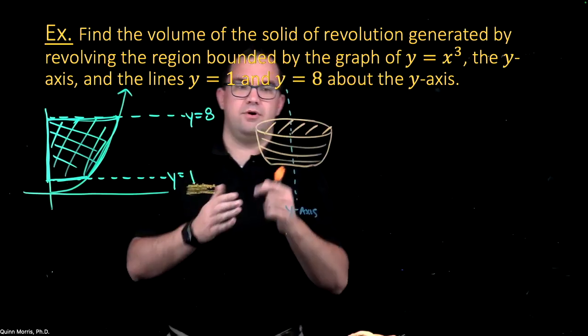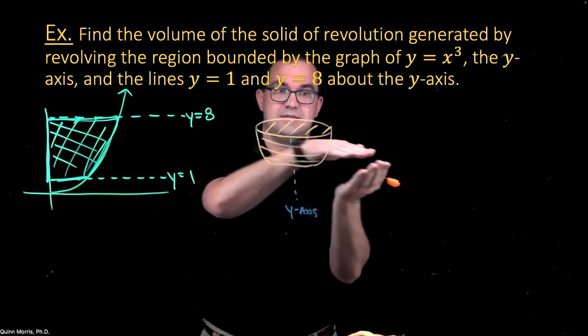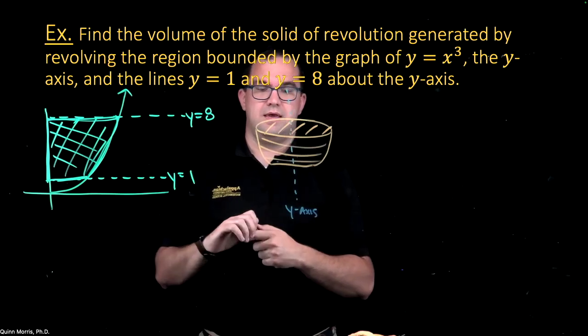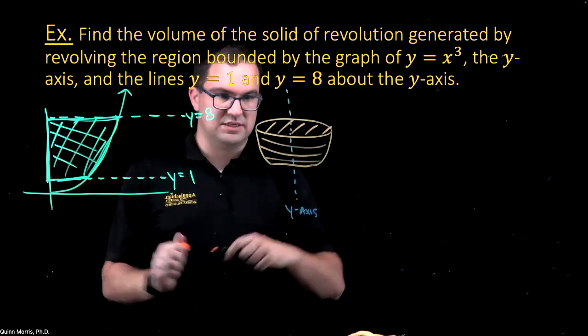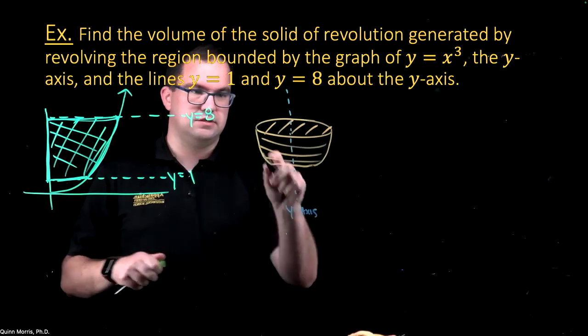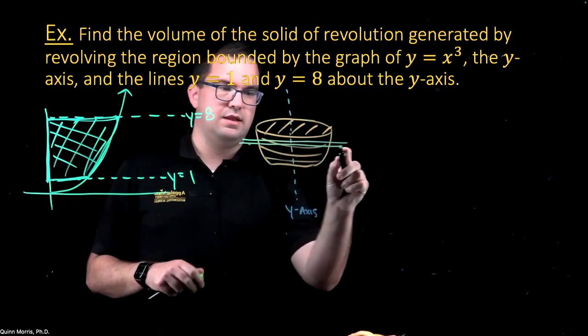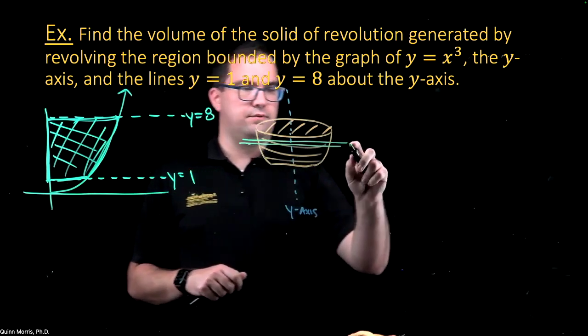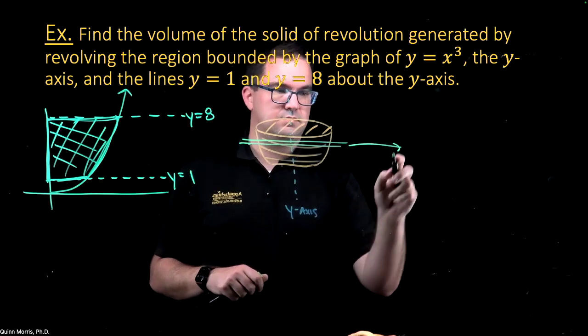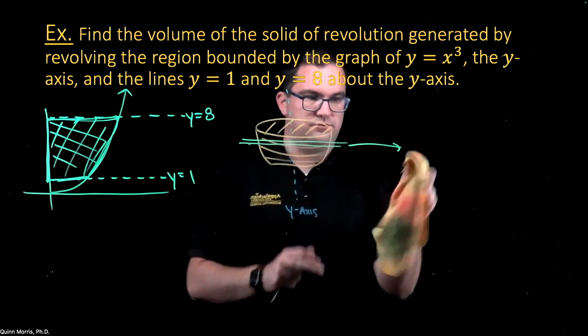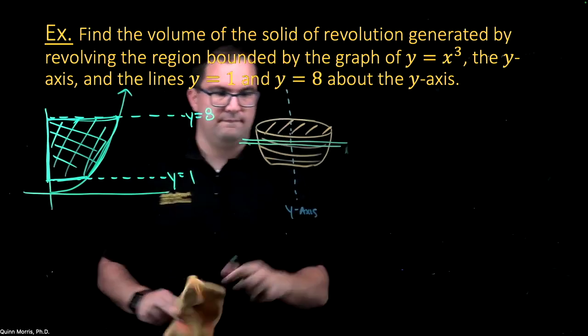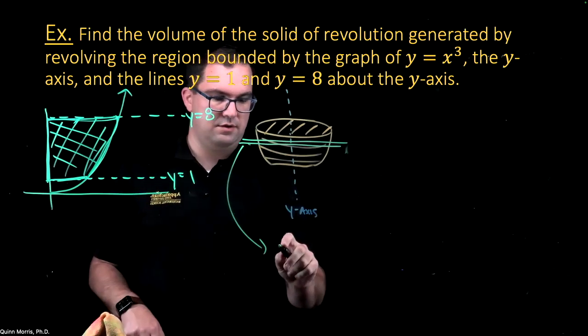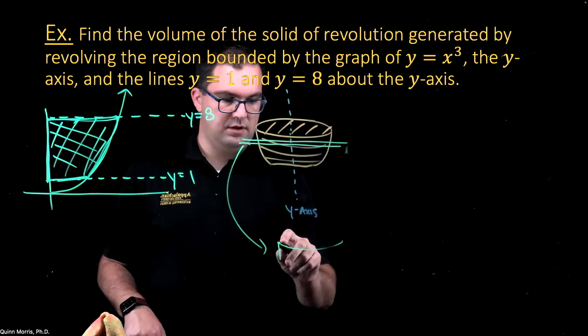However, if I slice horizontally, then I should get very consistent cross sections. So if I slice this way, then every time I take a slice, I should get out a disk. Let me actually draw that below this time. So when I take that here, then I'll get a nice disk.